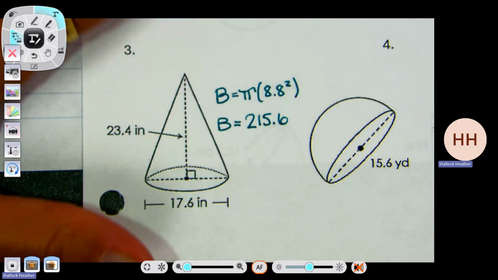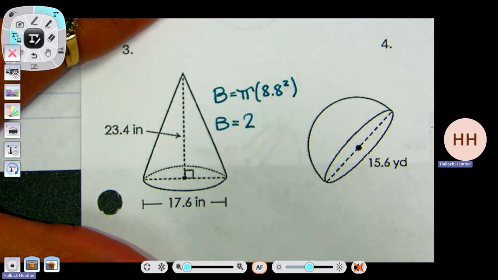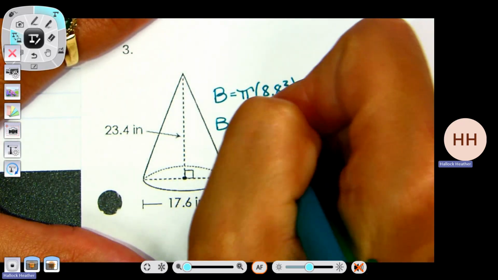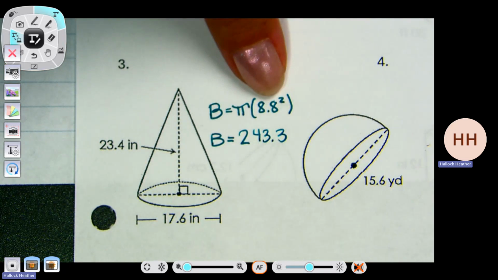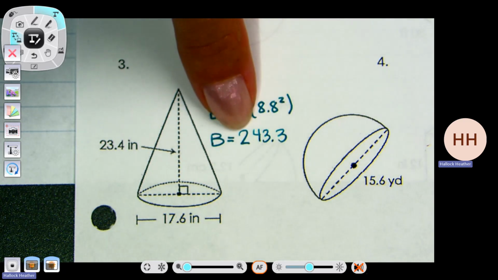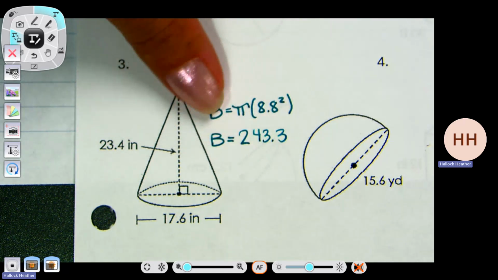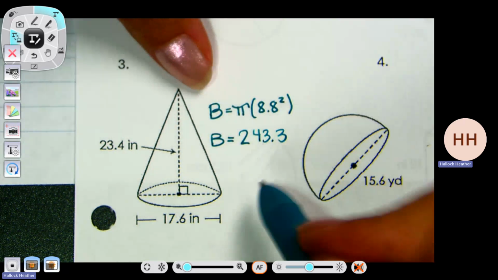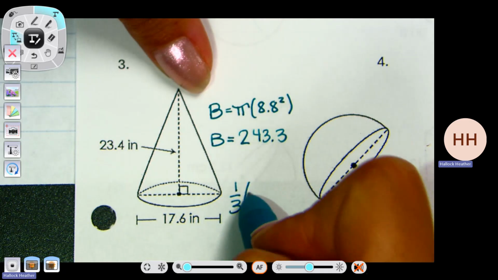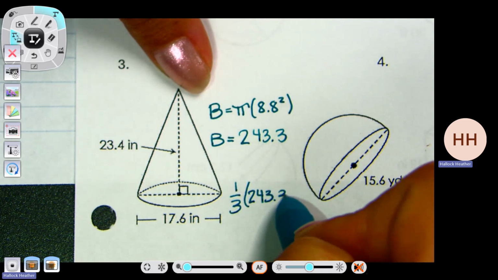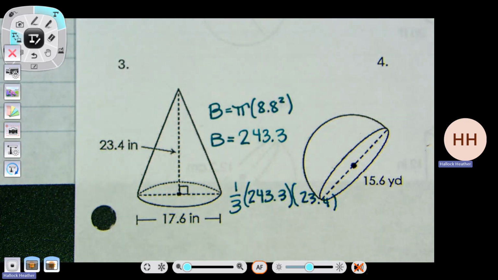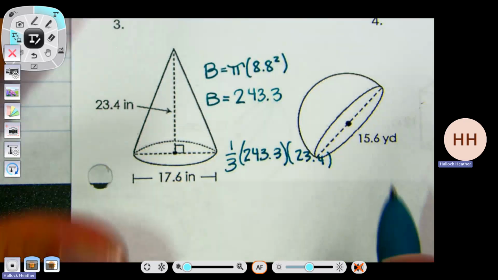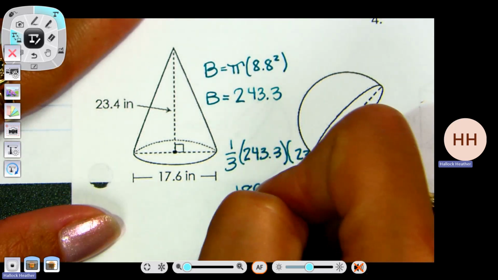No, that's not it. 243. Okay, so for big B, you should use 8.8 squared times pi, which is 243.3. So if your big B is wrong, everything else is wrong, okay? Then you're taking that and you're doing 1/3 times it, and then you're multiplying by 23.4, which is really ugly. 1,397.6.